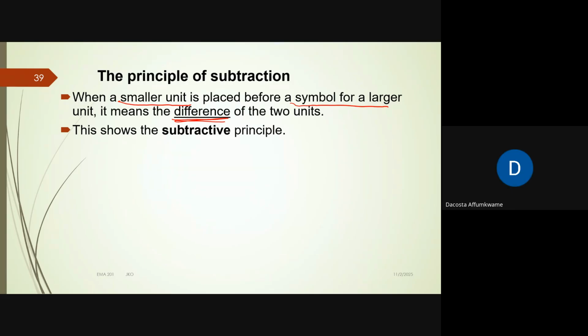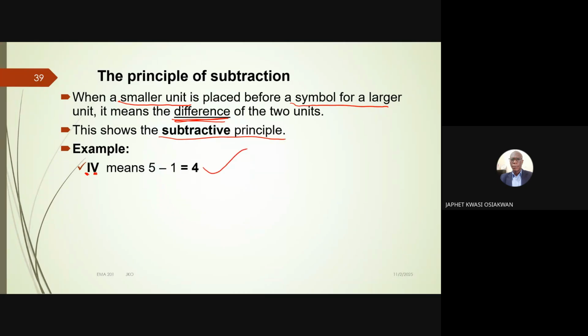And this is what we call the subtractive principle. So, for example, look at IV. You see that the small one is placed before the 5. So that is 5 minus 1, and that is 4. You have IX. That is 10 minus 1, 9. Because the small number is placed before the bigger one.